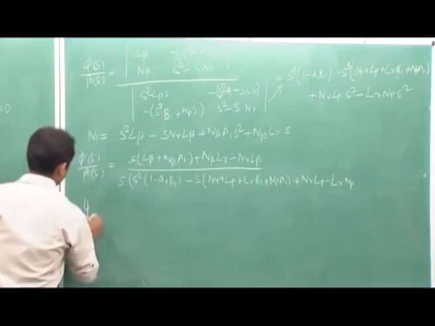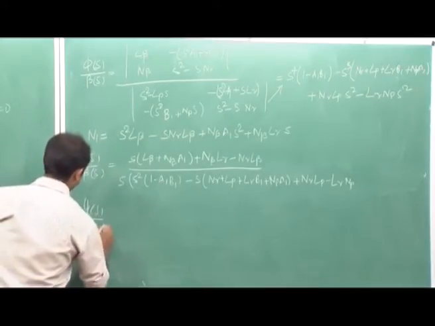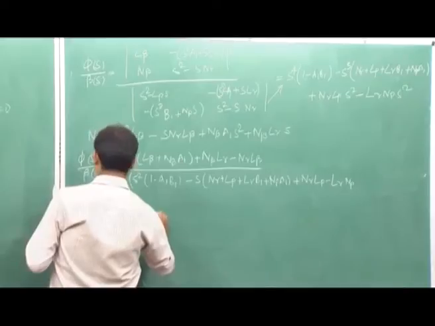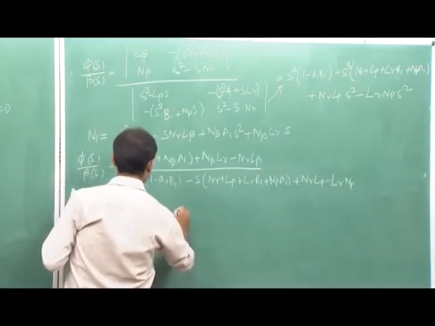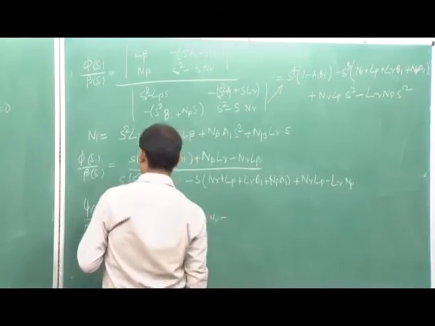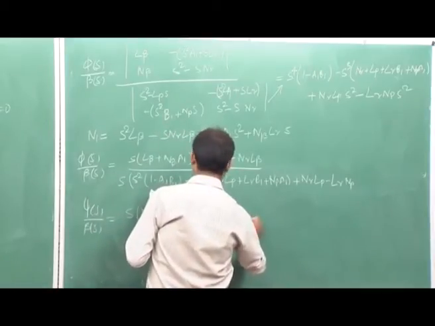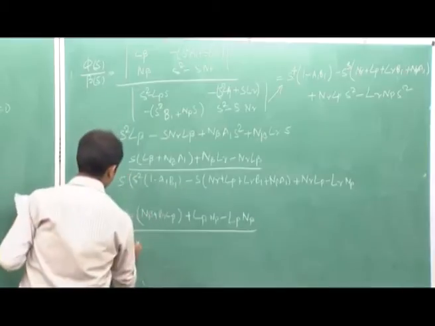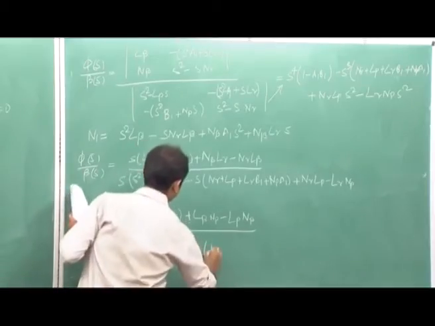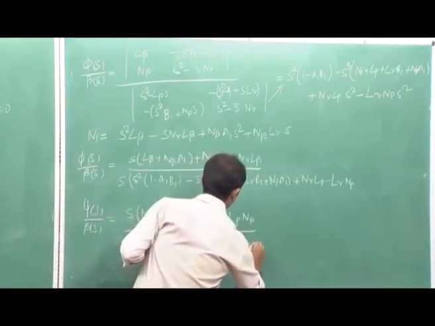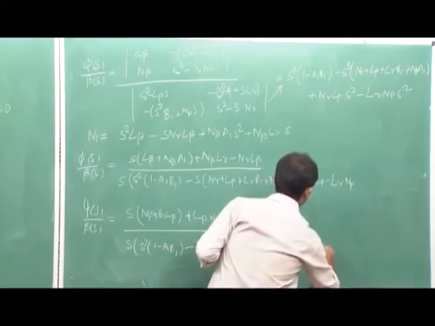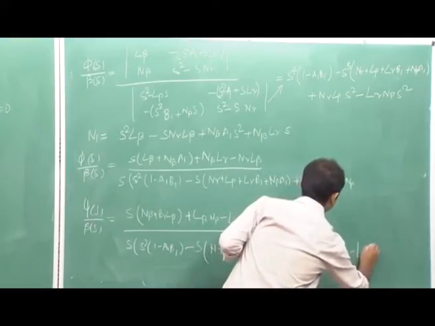Similarly, psi of s upon beta of s will be s into (N_beta plus B1 L_beta) plus (L_beta N_p minus L_p N_beta), divided by s into (s square (1 minus A1 B1) minus s (N_r plus L_p plus L_r B1 plus N_p A1) plus (N_r L_p minus L_r N_p)).